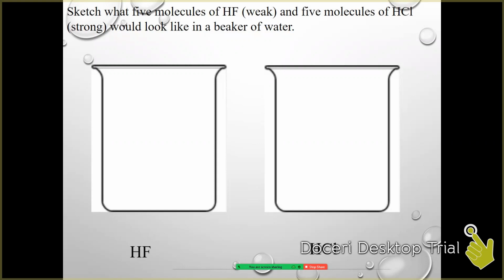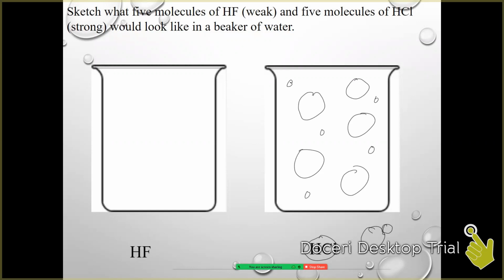All right, so which one of those is my strong acid? Hydrochloric acid, okay? So how would you do those molecules? So let's say this is my hydrochloric acid molecule. How would that be if I put it into solution? It'll all disassociate, it'll break apart. So I should have 5 separate big ones somewhere floating around and 5 separate little ones floating around.